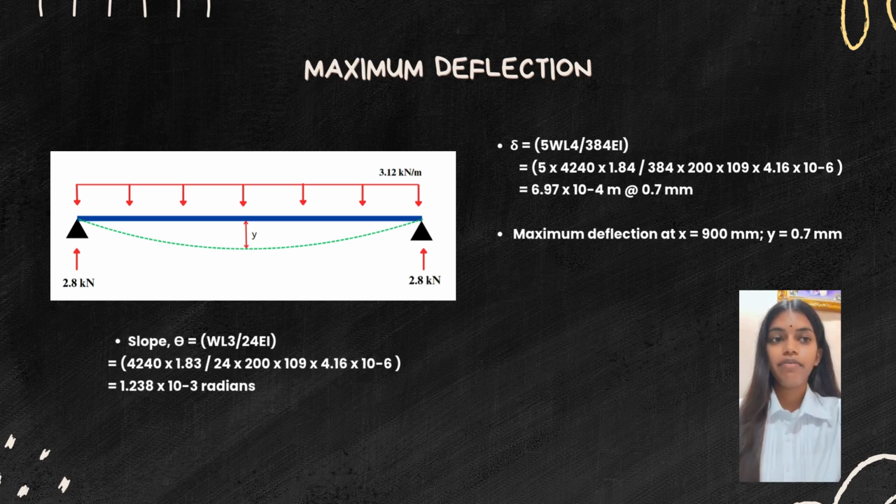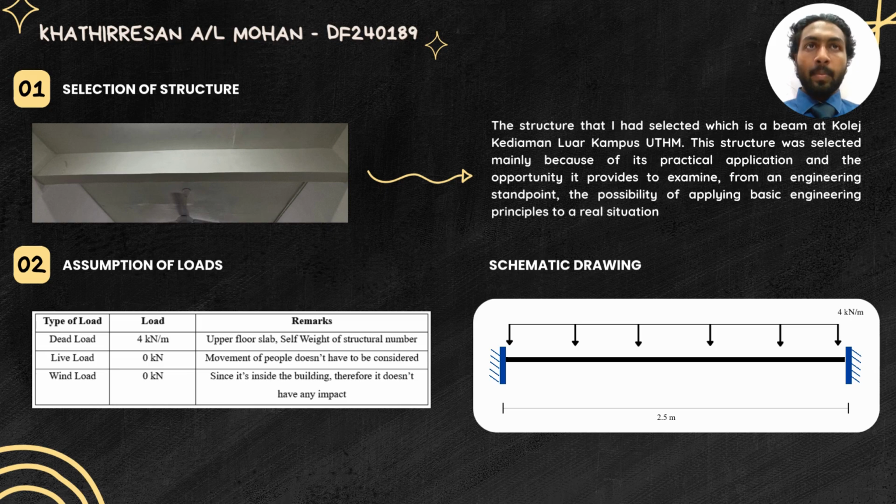Lastly, we determine the deflection and slope of the beam under load using standard beam formulas. The slope is 1.238 × 10^-3 radians, and the deflection is 0.7 mm. The maximum deflection occurs at midspan with a value of 0.7 mm, which is within acceptable limits.